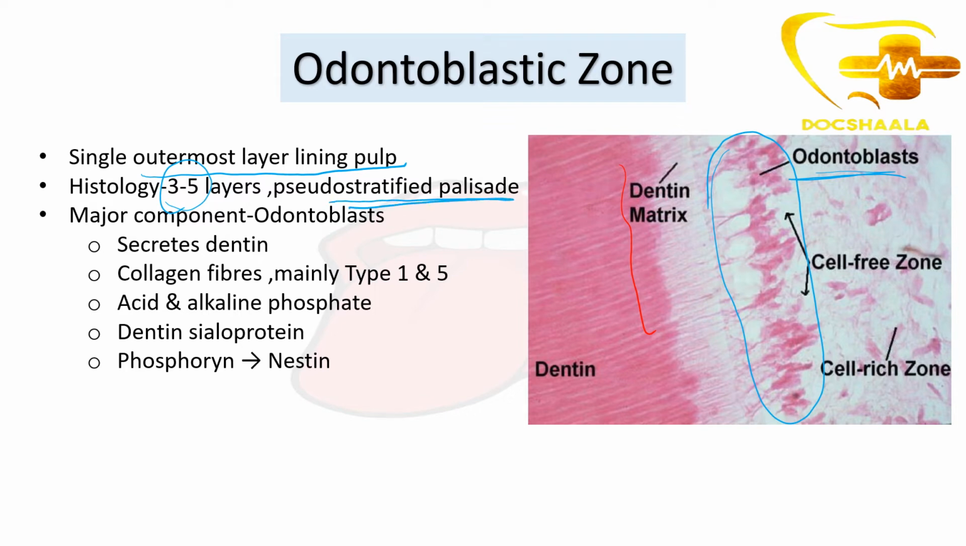The major component of the odontoblastic zone is odontoblasts. What do these odontoblasts do? They secrete dentin, they secrete collagen fibers, mainly type 1 and type 5. They also secrete acid and alkaline phosphatase. They secrete dentin sialoprotein, and they secrete phosphophoryn, which further converts into nestin. So nestin is an important part of dentin, right?